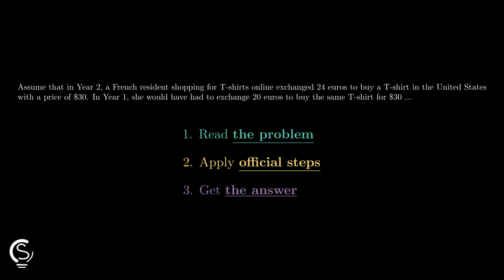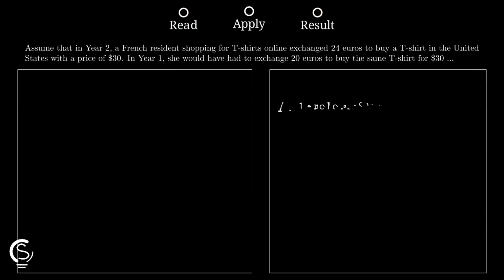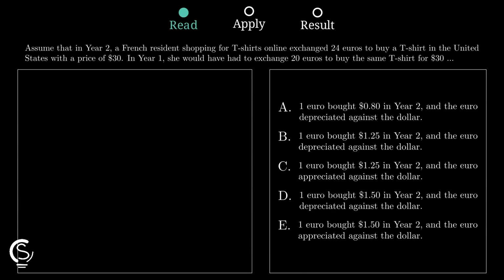Exchange rates get tested fast here, and this one is super quick. Find how many dollars €1 buys in year 2, then compare years. Year 2 only. If €24 buy a $30 shirt, then €1 buys 30 divided by 24, which simplifies to $1.25. Nice!